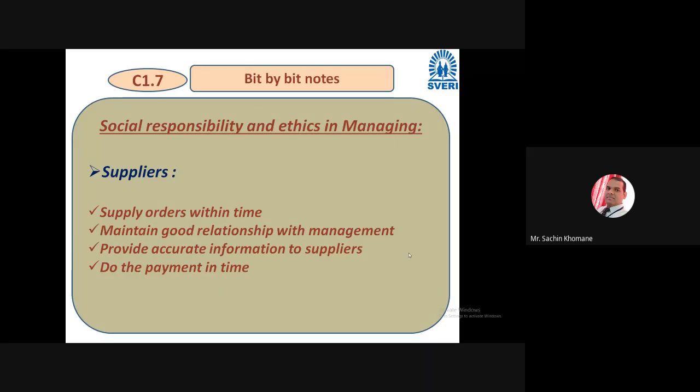Then do the payment in time. Friends, it is very important in our daily life also. We should pay within time. If a supplier is supplying material to you, he is also having dues with somebody, so within time you should pay. Due to this, your relation will be good with all the suppliers. This is a responsibility actually. Doing payment within time is the responsibility of that particular manager.